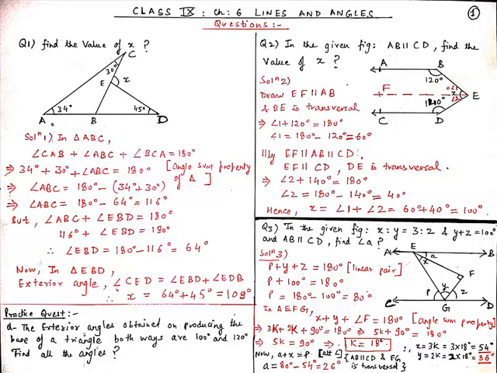And now angle ABC plus angle ABD will be equal to 180 degrees by linear pair. So from here the value of angle ABD will be equal to 180 degrees minus 116 degrees, which is equal to 64 degrees. And now this angle X will be the exterior angle of triangle EBD, and we know that the exterior angle is equal to the sum of the opposite interior angles of a triangle. So from here angle CED will be equal to angle EBD plus angle EDB. Therefore X is equal to 64 degrees plus 45 degrees, which is equal to 109 degrees.